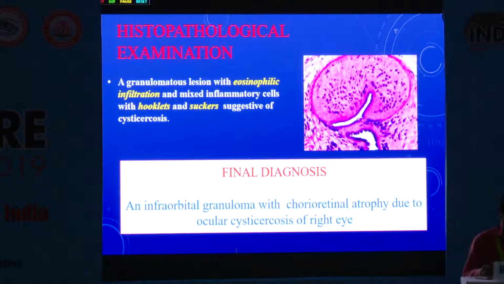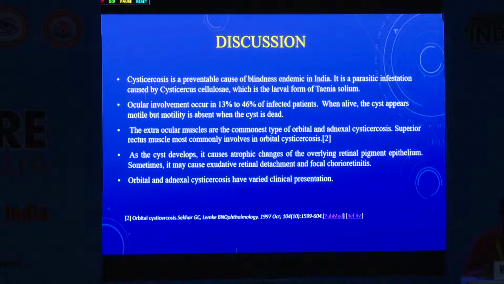The histopathological examination showed eosinophilic infiltration with hooklets and sucker, suggestive of cysticercosis. Final diagnosis: an infraorbital granuloma with chorioretinal atrophy due to ocular cysticercosis.